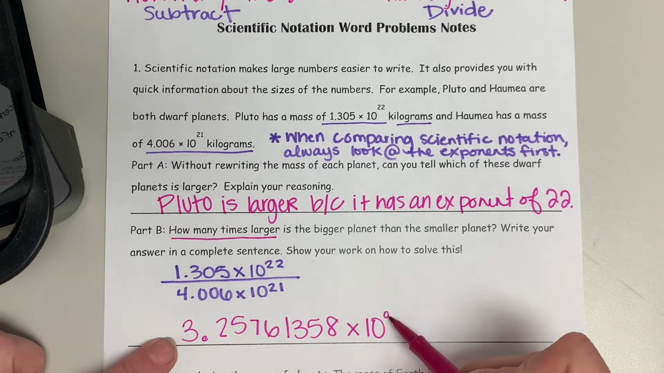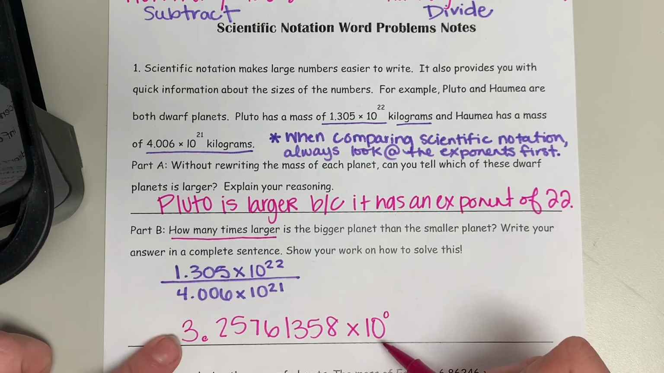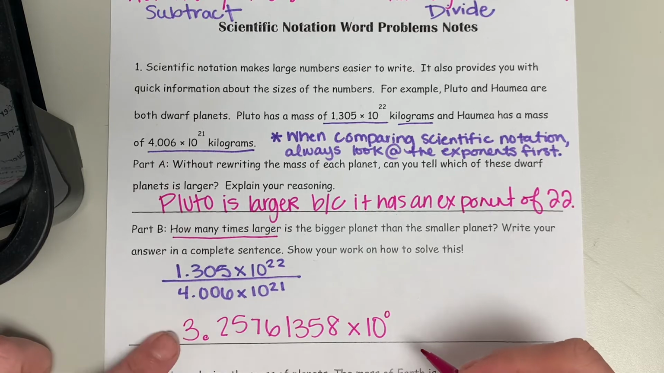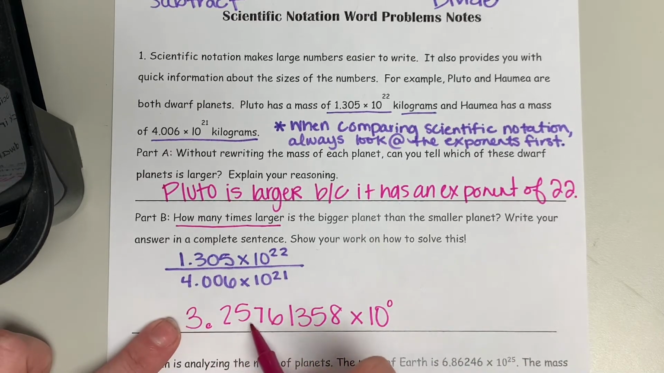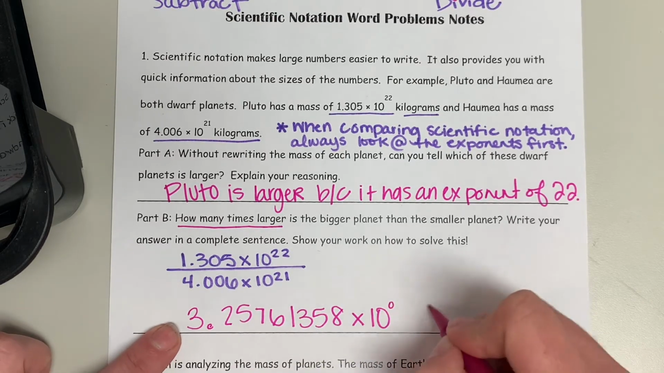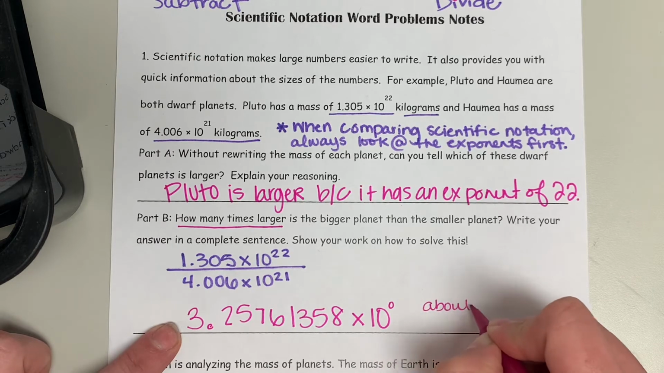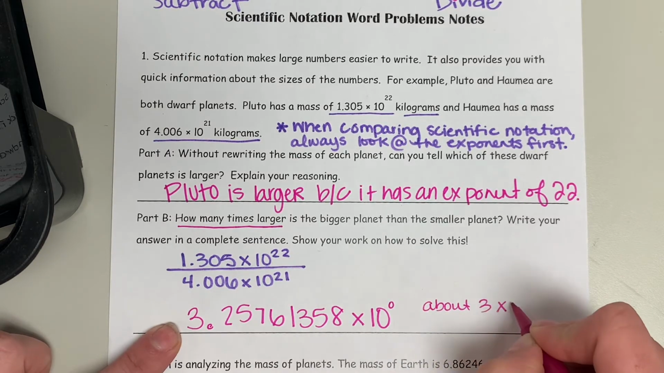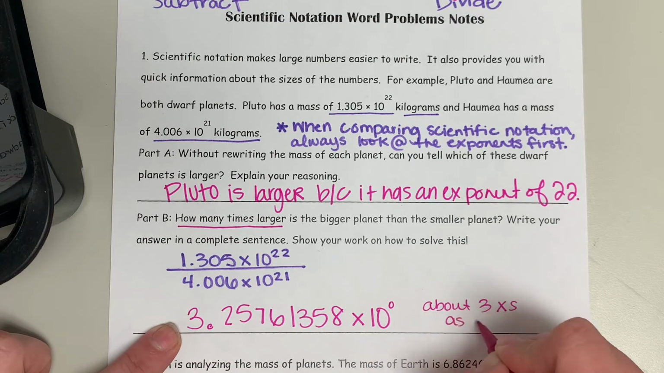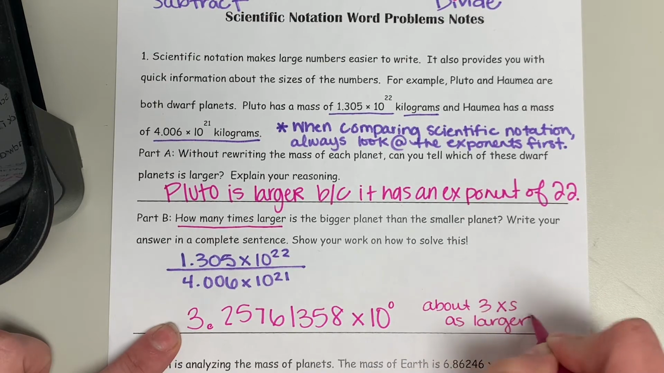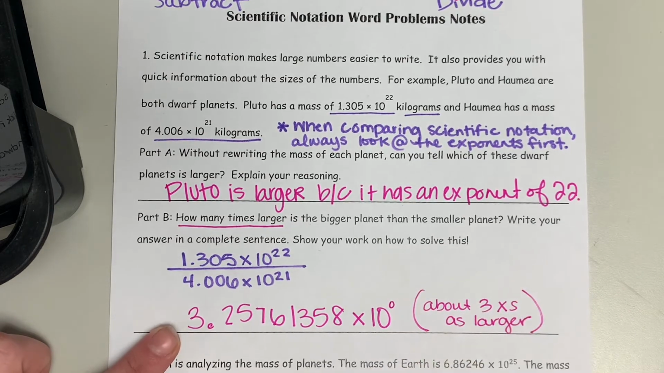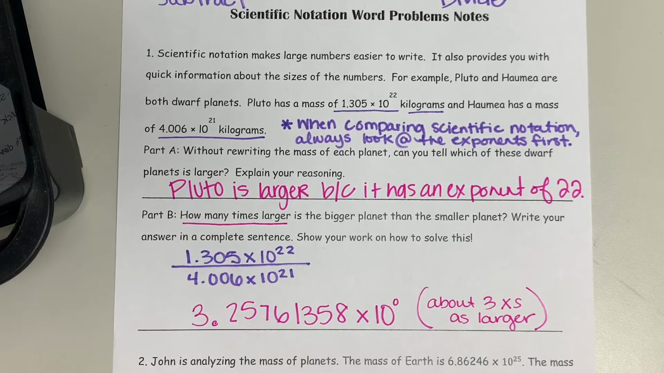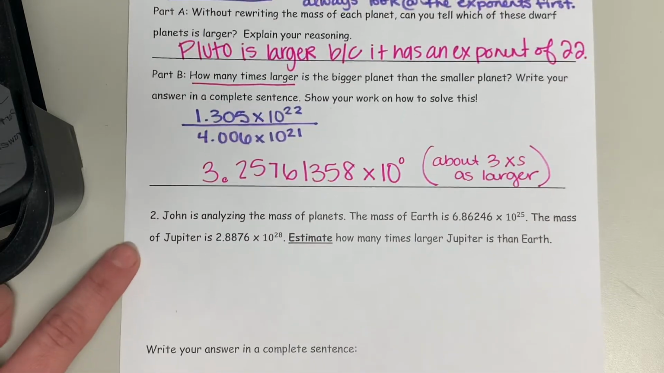If it's to the 0 power, that means a 1. So this is about 3 times larger, because 3.25 and so on times 10 to the 0 means this number times 1. So about 3 times as large. All right, so Pluto is about that much larger than the other planet. Let's look at the next one.